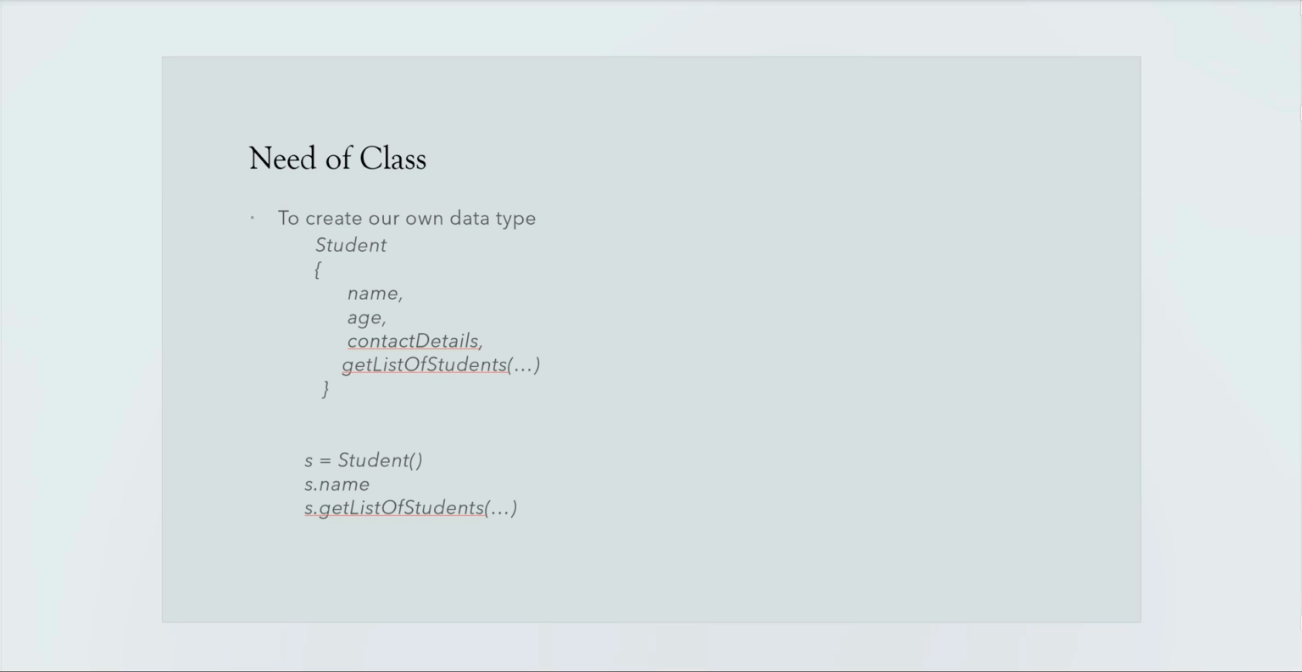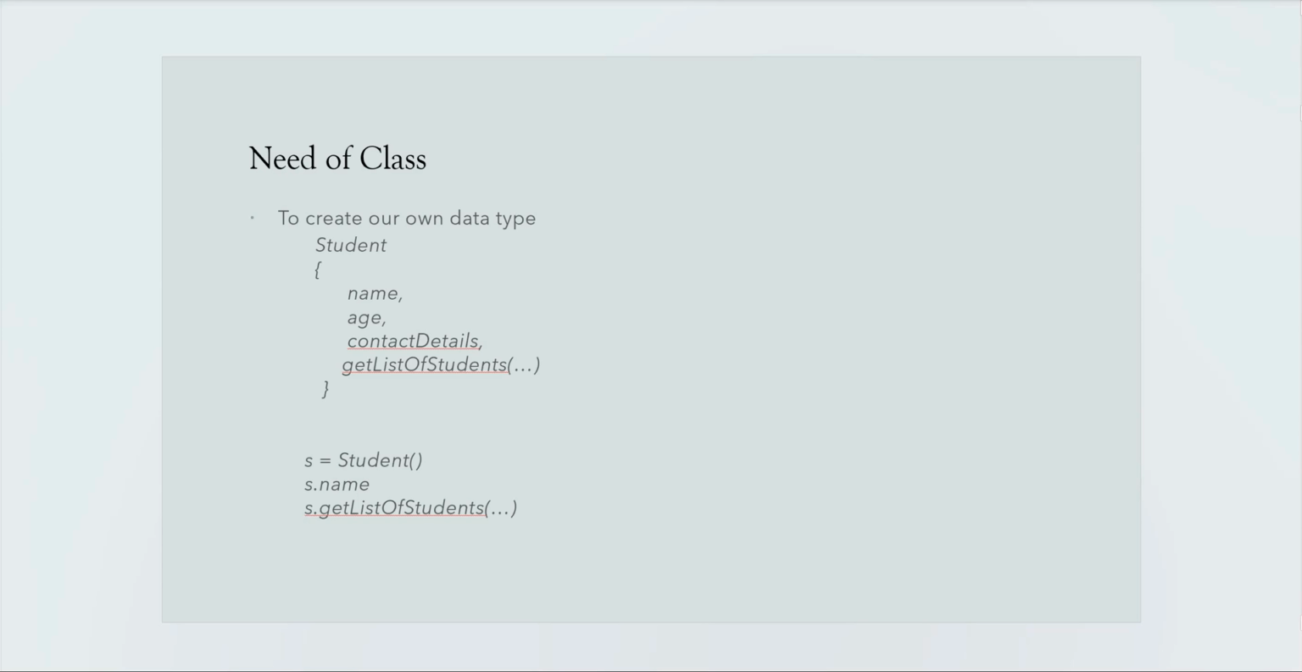So let's assume you have an application wherein you deal with student details and you need to have some properties associated with the student like name, age, contact details, and you also have a requirement to fetch student details based on some student ID. So to deal with all these scenarios, we need to create our own custom data type, which is called student here.